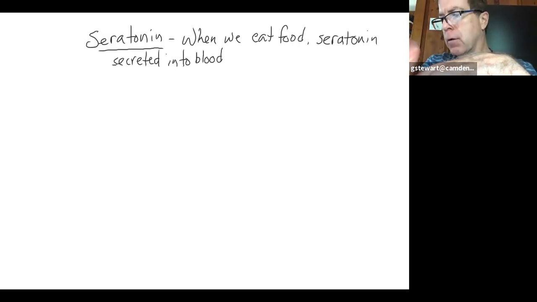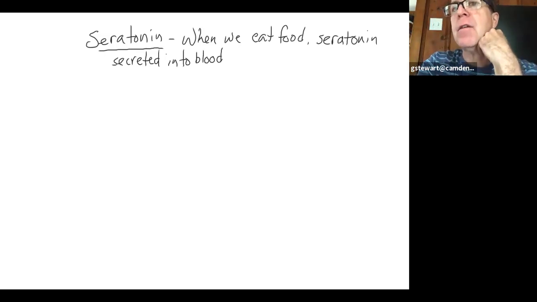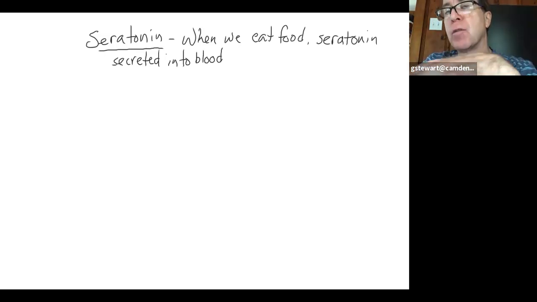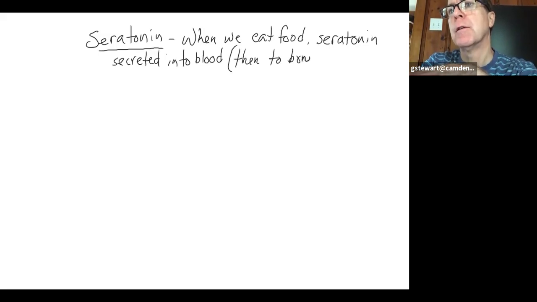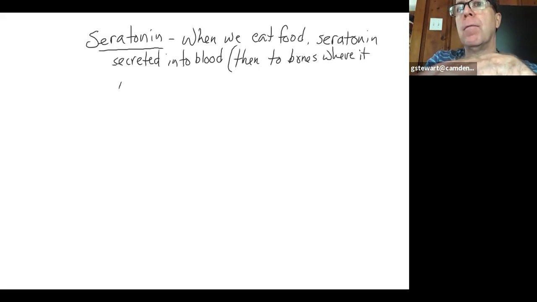Okay, so when serotonin is secreted into the blood, this serotonin in the blood then actually makes its way to our bones, where it interferes with osteoblast activity.